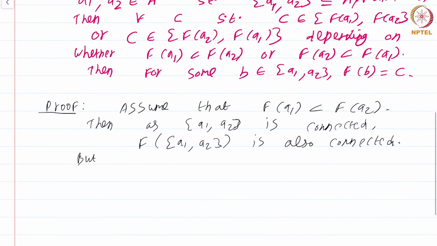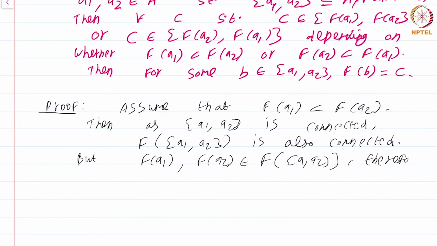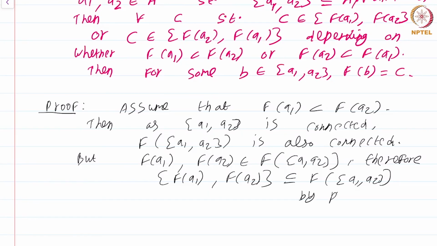But f(a1) and f(a2) are both elements of f of [a1, a2]. Therefore the closed interval [f(a1), f(a2)] is a subset of f of [a1, a2]. This is just from the previous module.